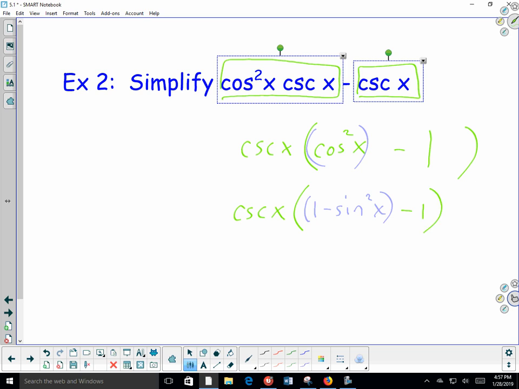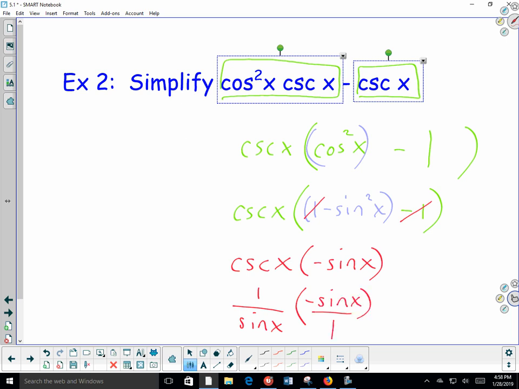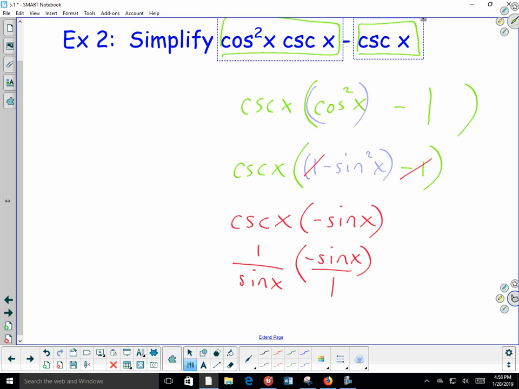And then I still have this minus 1 here, but in this case, the 1 here and the 1 here are going to subtract off. So I get cosecant x times a negative sine x. All right? And really, cosecant x is the same as 1 over sine x. So I get 1 over sine x times a negative sine x, or you could think of that as negative sine x over 1. And it looks like I can just divide out the sine x's, and I'm left with just negative 1 as my answer. All right. So that's how we could simplify in example 2.